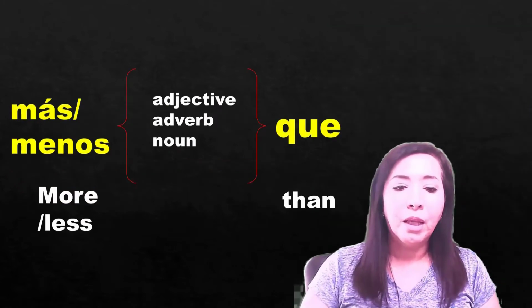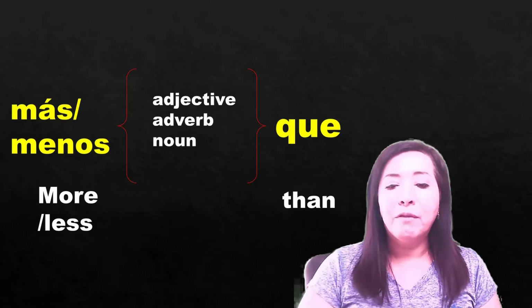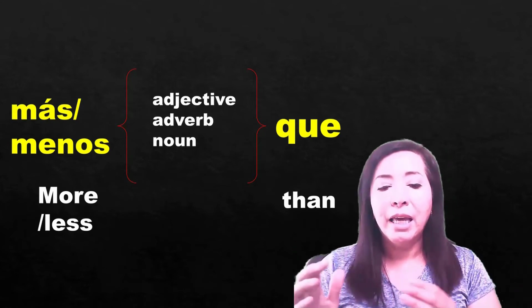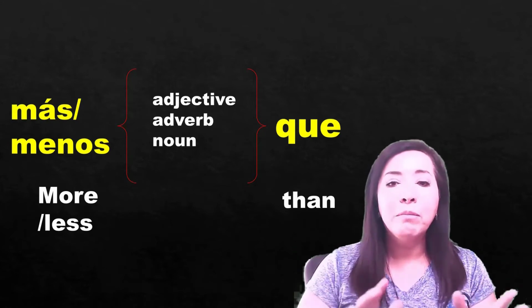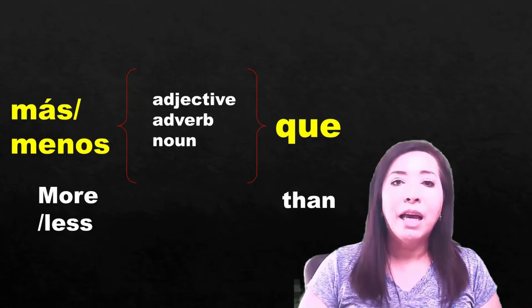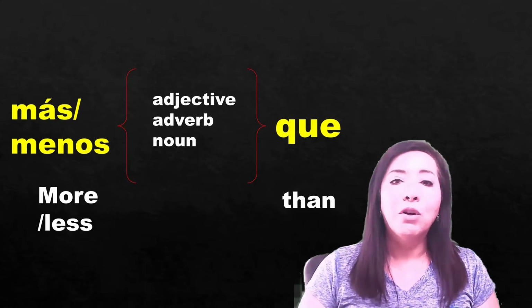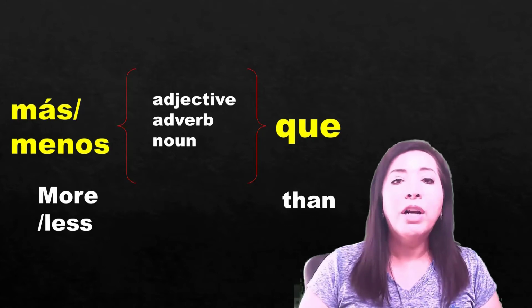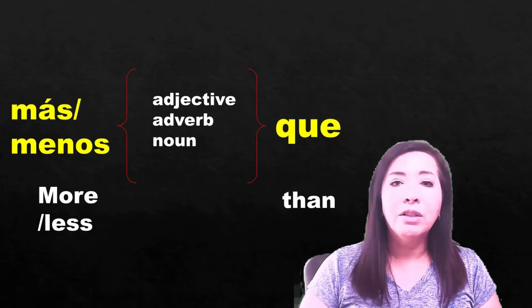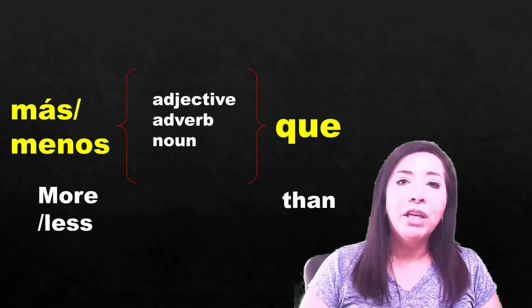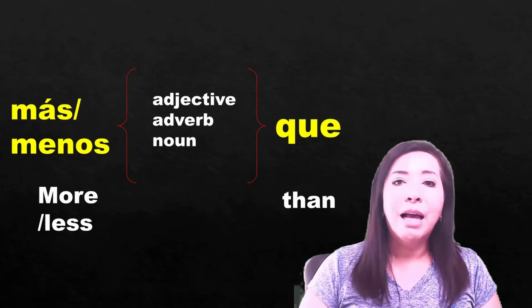So here, it's like a formula, más que and menos que. And in between más que, you're going to have an adjective, so something that describes something. An adverb, usually something that goes next to an action verb, or a noun, a thing. Okay, so let me give you an example of each of them. So I'm going to give you an example of a comparison with an adjective.